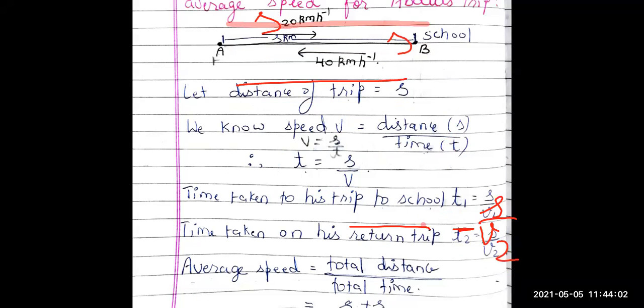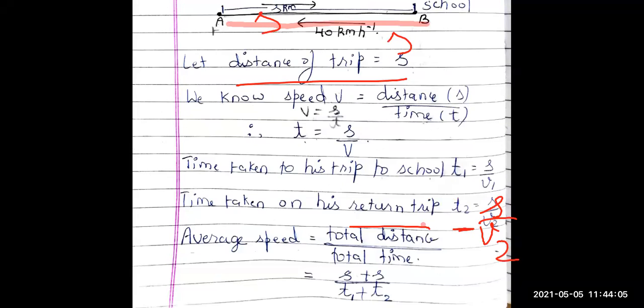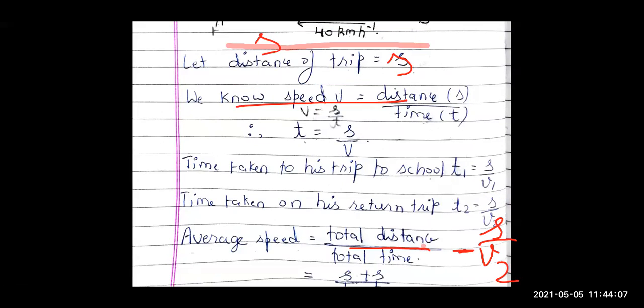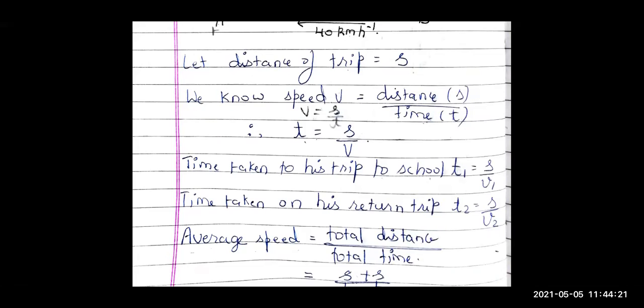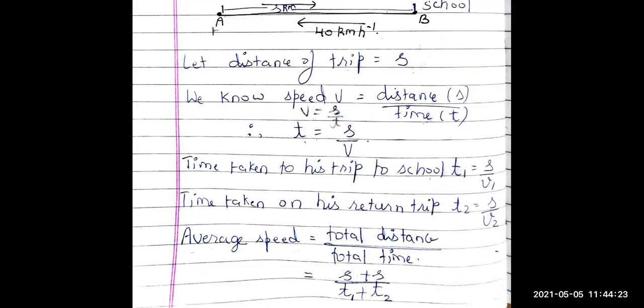Now we know the formula for average speed. Average speed is total distance by total time. Hai na beta? Total distance is what? S plus S, because जाते वक्त का distance भी S है, आते वक्त का distance भी S है. So total distance is S plus S. Total time T1 plus T2, as you can see. T1 is the time taken when he's going to school, and T2 is the time taken when he's coming back to home, right? So T1 plus T2.